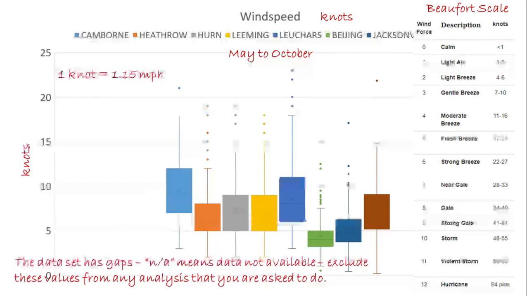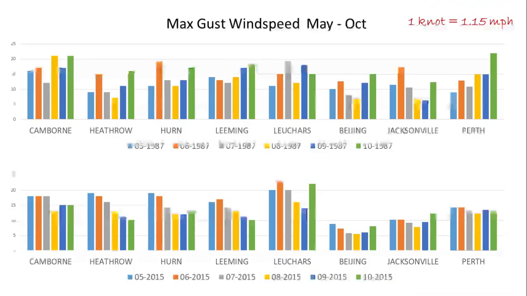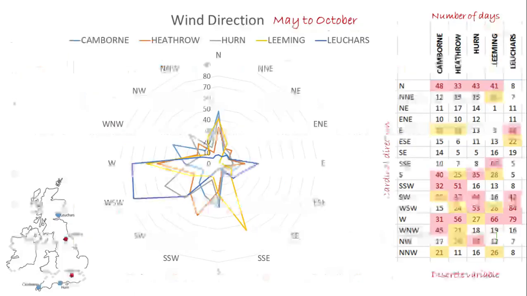This data set particularly has got a lot of gaps in, and NA means not available, so you exclude those values from any analysis that you're asked to do. Maximum gust wind speed, so this is the biggest wind speed measured during the day. Again, that will be measured in knots, and 1 knot will still be 1.15 miles per hour.